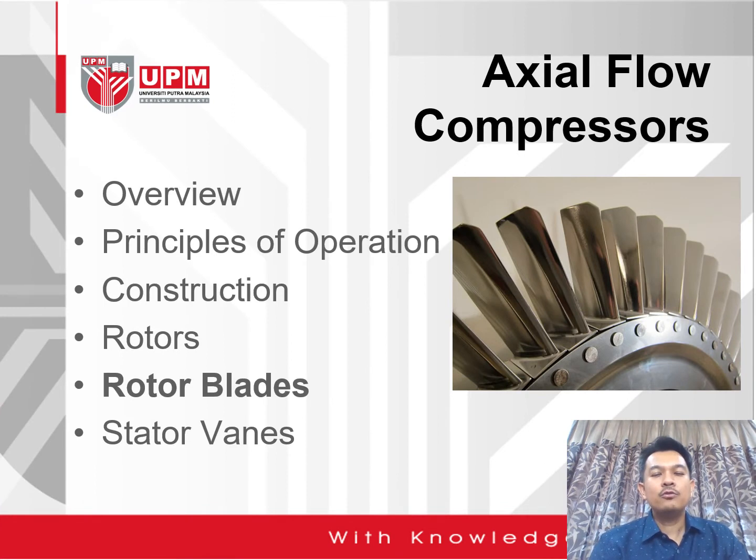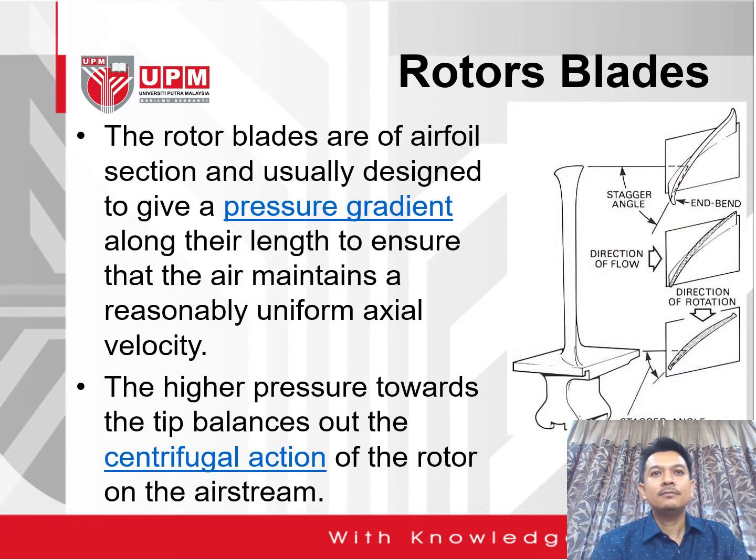Now we've moved on to the rotor blades. Rotor blades are of airfoil section. So you can see some of the rotor blades have a twist angle, and it is usually designed to give a pressure gradient along their length to ensure that the air maintains a reasonably uniform axial velocity. So the higher pressure towards the tip balances out the centrifugal action of the rotor on the airstream.